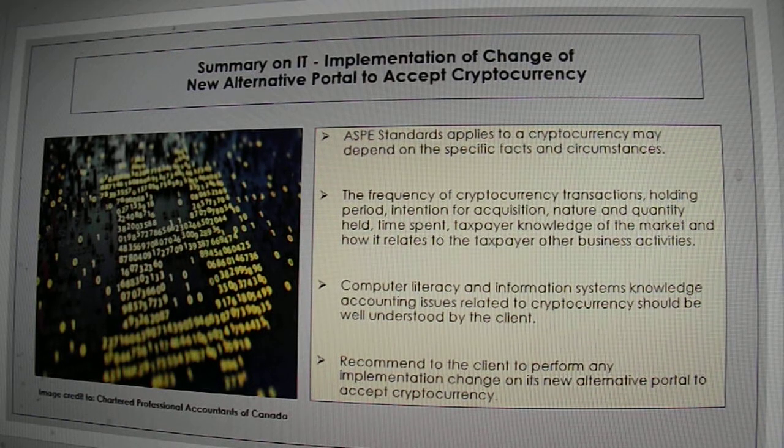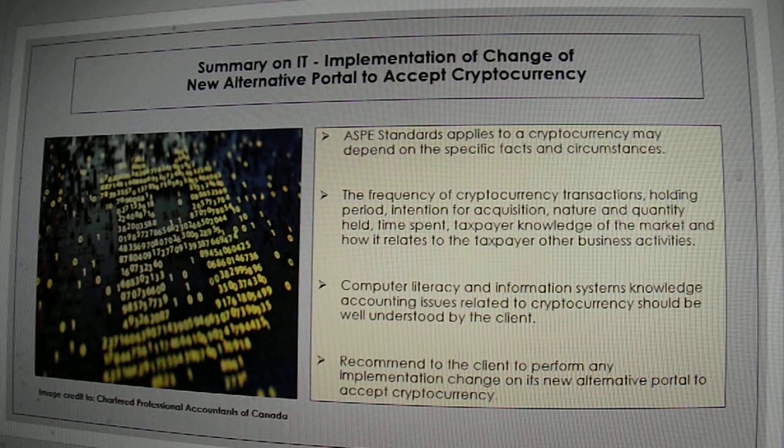So, as we know, there are no specific rules provided by the government for cryptocurrency, thus accounting for property transactions will apply. This would be based on frequency of cryptocurrency transactions, holding period, intention for acquisition, nature and quantity held, time spent, taxpayer knowledge of the market and how it relates to the taxpayer, and other business activities.